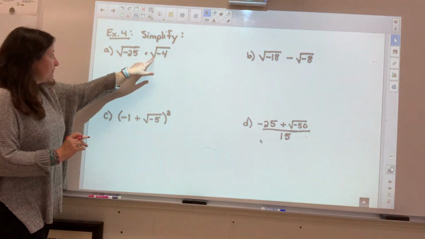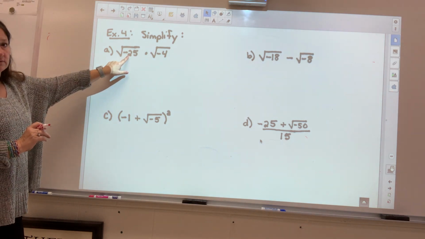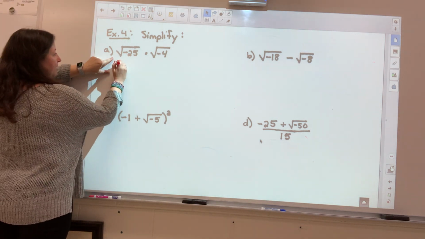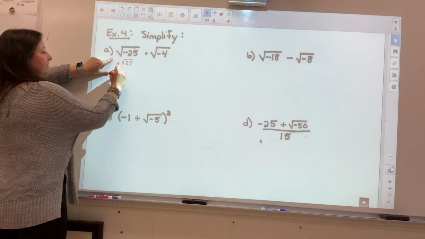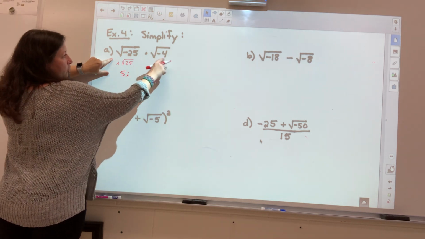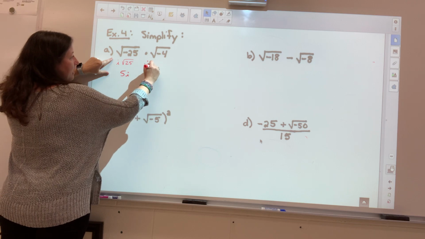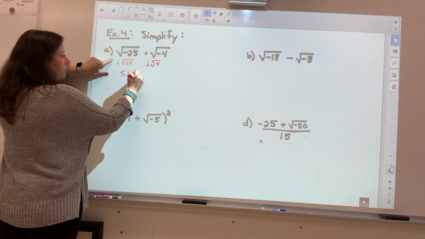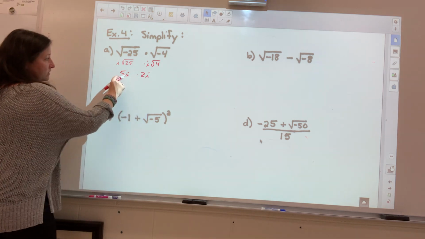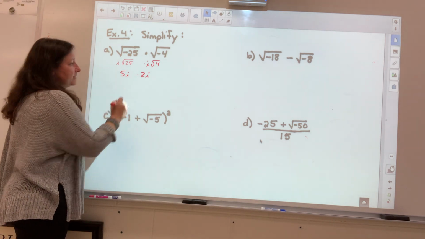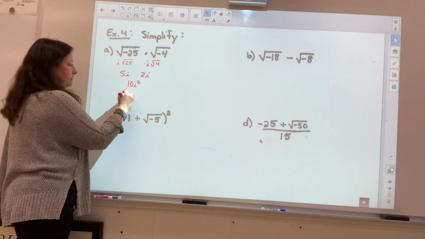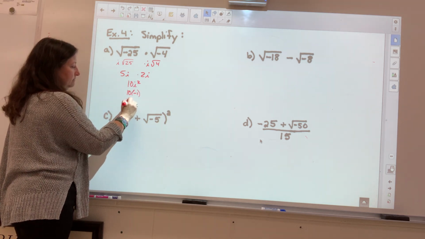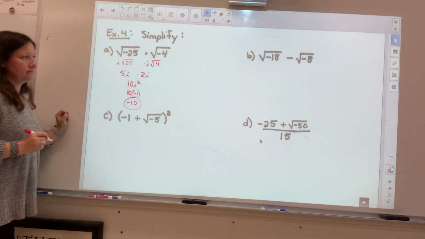So for this example, what am I going to do first? Take out the i. That becomes i root 25. And then what's the square root of 25? 5i. Over here, take out the i root 4. What's the square root of 4? 2i. What's 5i times 2i? 10i squared. What do we know about i squared? Negative 1 makes negative 10.